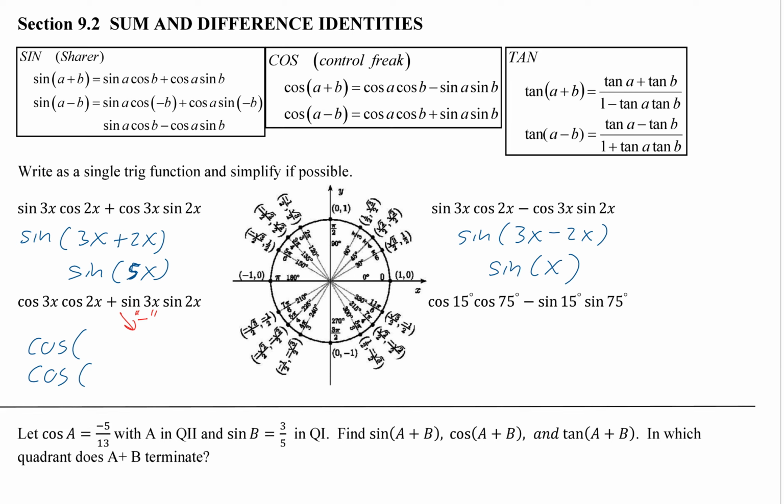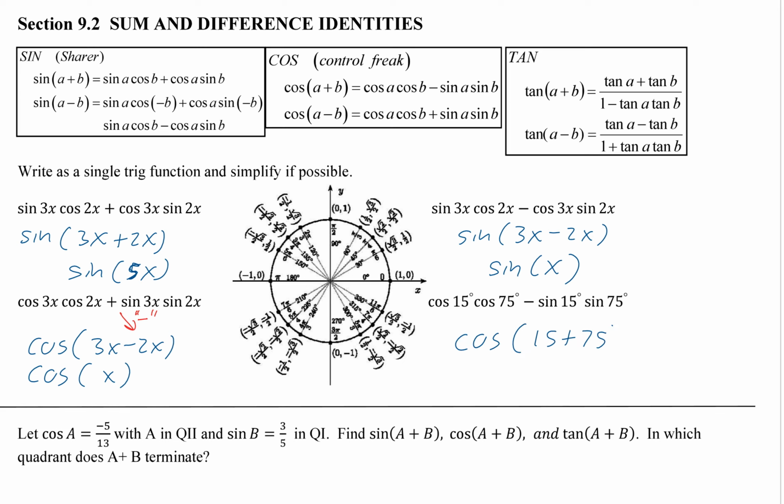Well, let's switch them and see. This would be 2x minus 3x, which is negative x. But if you remember, cosine is an even function. So this just becomes cosine x. So see, it doesn't matter. You just are subtracting the two angles that are in there, getting an answer. So over here we have a minus, which means we'll do a plus. So all that means is we're adding.